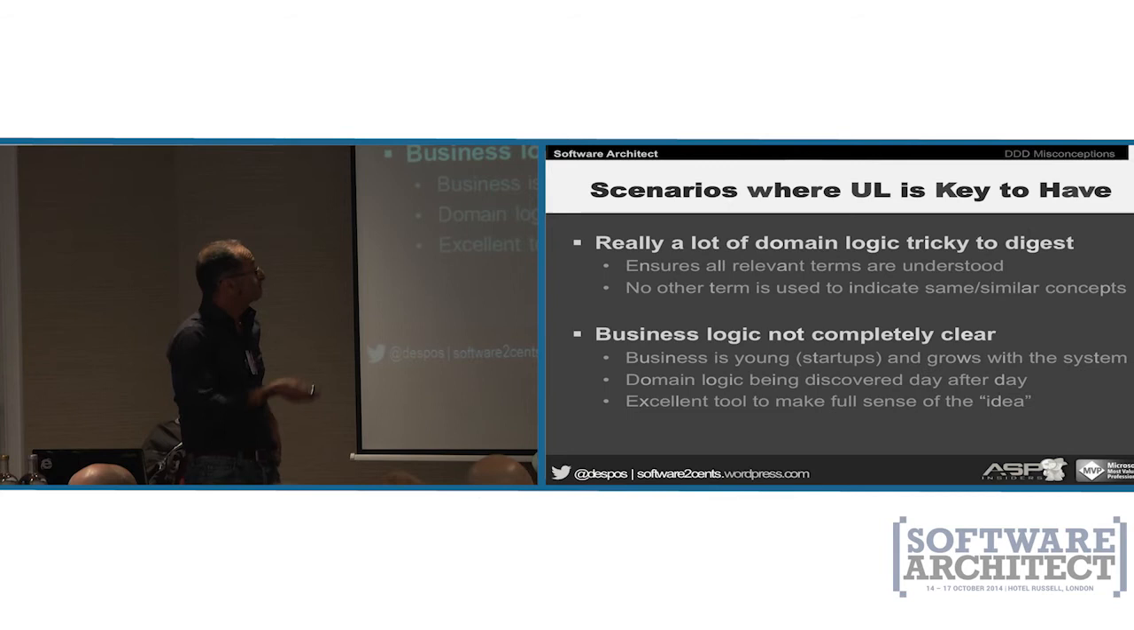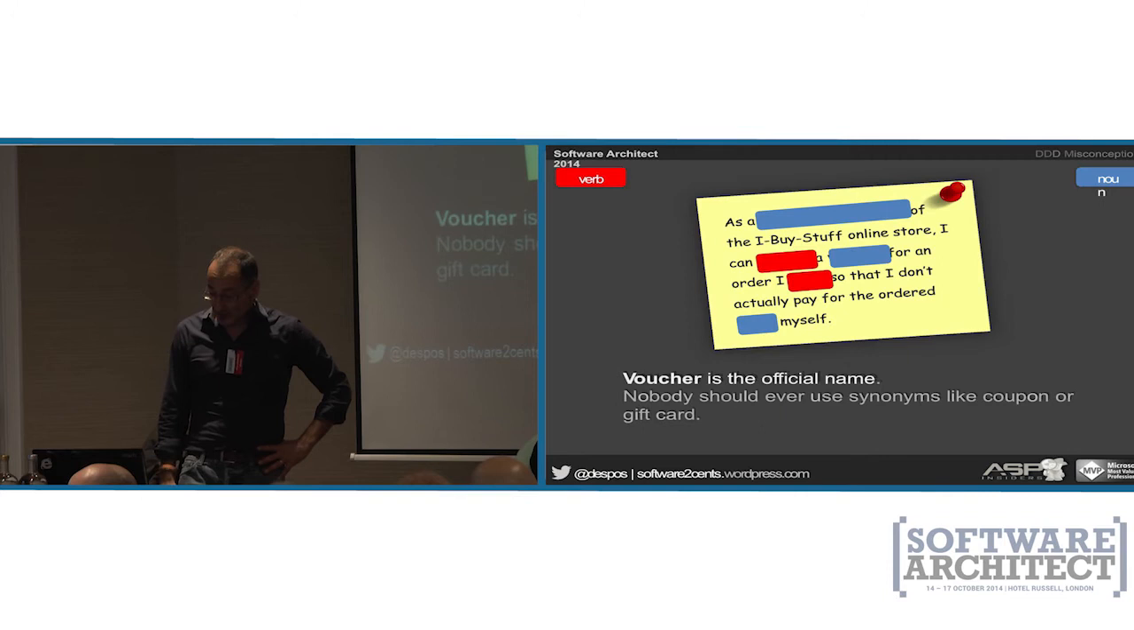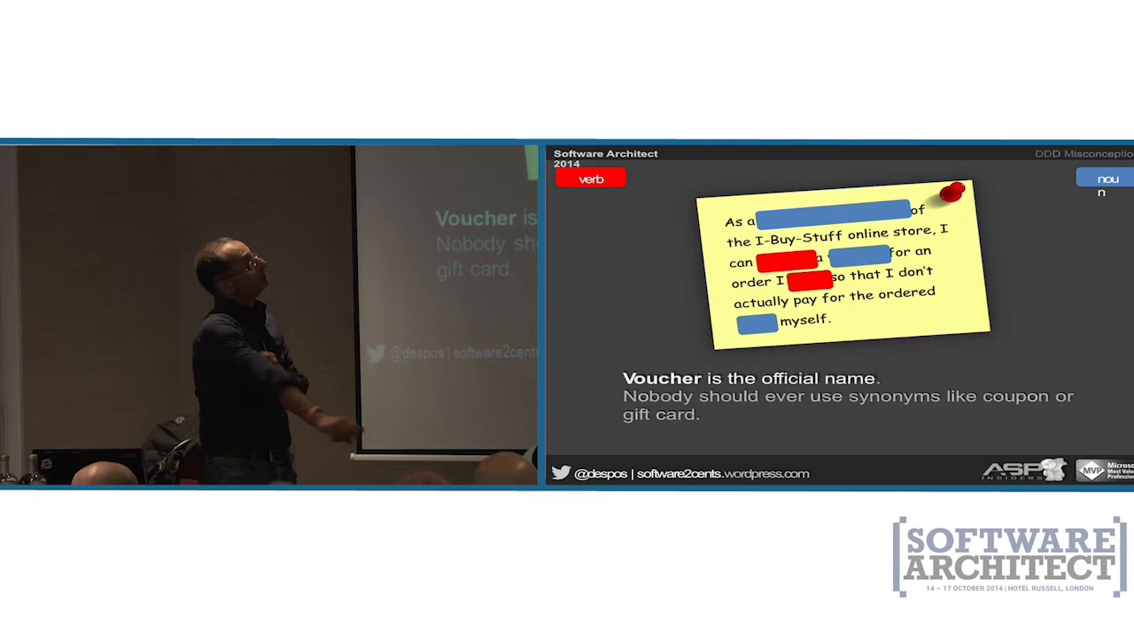Yeah, a ubiquitous language is absolutely critical when you have a lot of complexity and when you are trying to figure things out. So, the startup scenario that I mentioned earlier. Here's an example, a typical requirement you may find: as a registered customer of the I Buy Stuff online store, I can redeem a voucher for an order I place so that I don't actually pay for the order items myself.